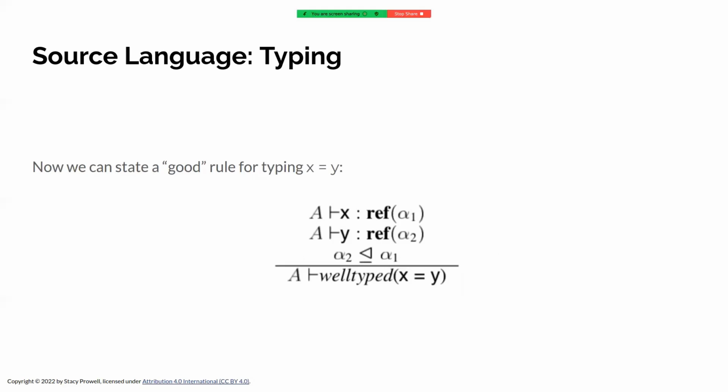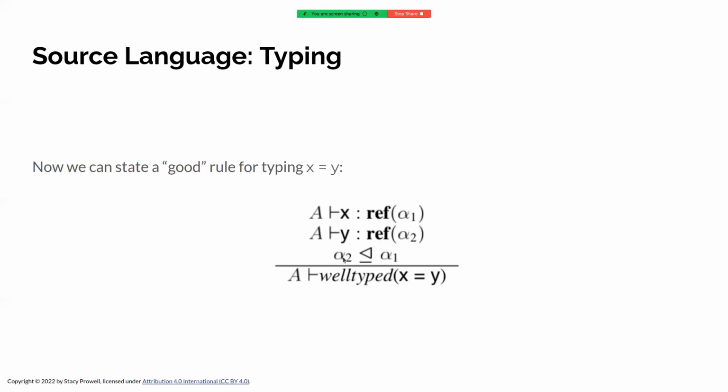So now he says, now finally I can give you a good typing rule for the assignment of the value y to x. And it looks almost the same as it did before, but you'll see he's made a change. This is alpha 1 and this is alpha 2, so they could be the same, but they're not necessarily the same. He gives you a third thing which constrains those values, and it says alpha 2 has to fit in alpha 1. Does that make sense?